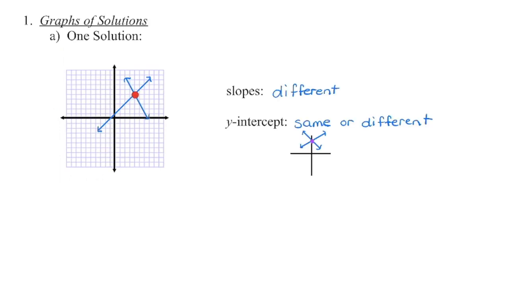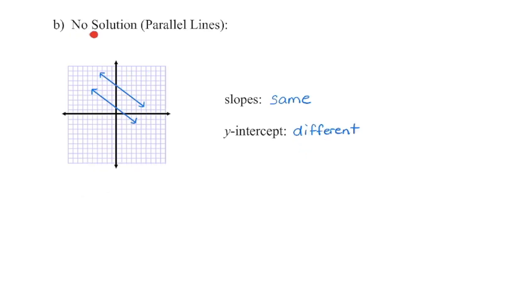If there is one solution, you'll notice that these two lines have different slopes. They can have different y-intercepts, as is the case in our first graph, or if the solution is the y-intercept, they could also have the same y-intercept. If we have no solution, the lines will never intersect, which means that they're parallel. Now, we know parallel lines have the same slope, and they're going to have different y-intercepts because they're crossing the y-axis at two different places.